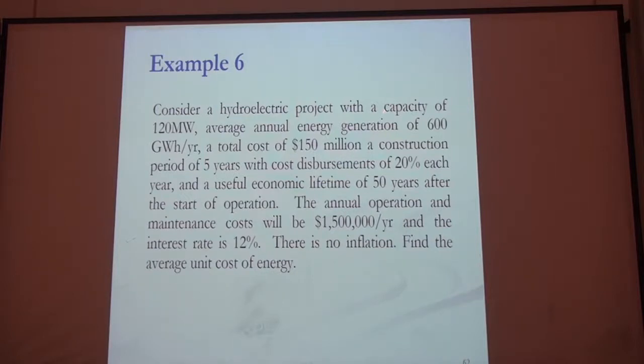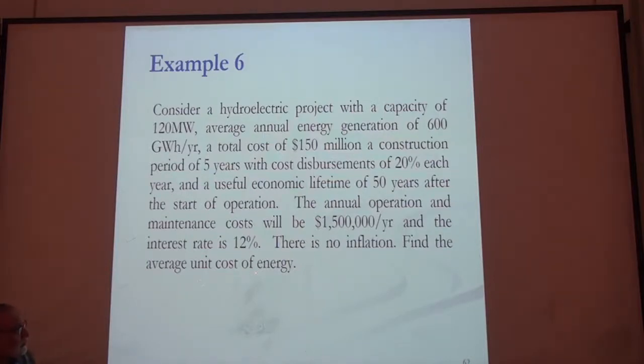We could have changed this a little bit by giving the selling price of energy. Let's say the selling price of energy is 10 cents per kilowatt hour. Then we can easily find how much the revenue per year is, because 600 gigawatt hours are generated each year. So multiplying by 10 cents per kilowatt hour, we can find the revenue also. And in that case, we can also ask you to find the net present value: discounted revenue minus discounted costs. Now in this case, we are just asking for the cost of energy.